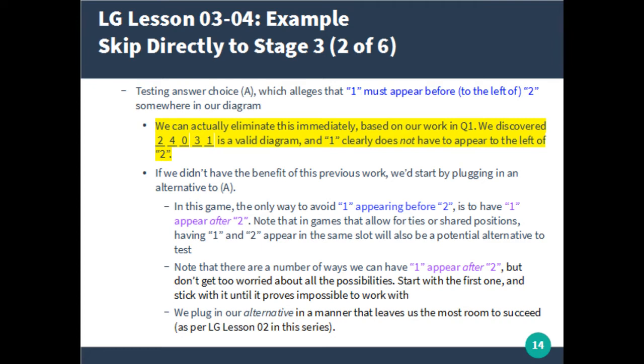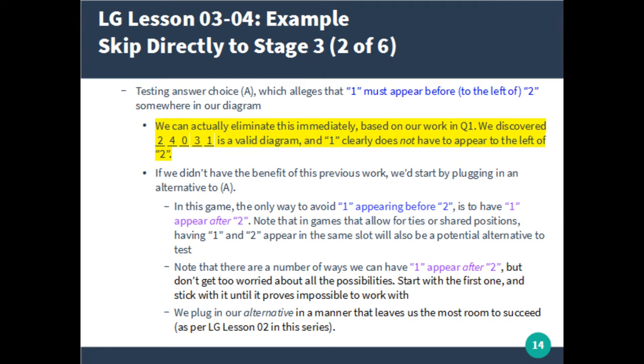We can actually eliminate A immediately based on our work from question 1. We discovered in that question that 2, 4, 0, 3, 1 is a valid diagram. And in that case, 1 clearly does not have to appear to the left of 2. In fact, 1 is all the way to the right and 2 is all the way to the left. So it quite extremely does not have to be true that 1 appears to the left of 2.